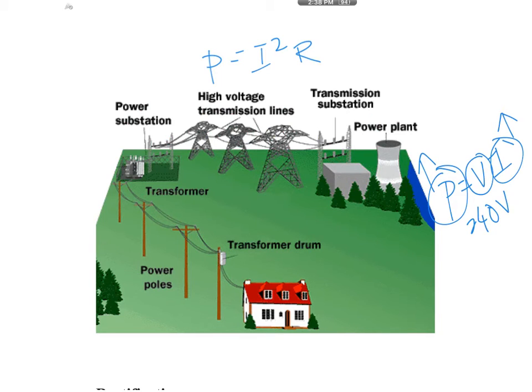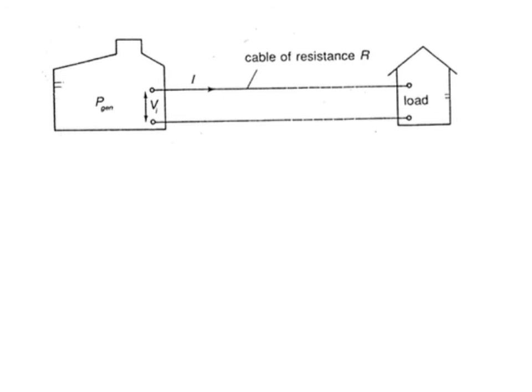But if it is to be used in the house, then it will be transformed again. Once you reach the end of the street, there will be a small transformer drum which steps it down to 240 volts for us. So that if you accidentally touch the live wire, there's less danger of dying. Okay, so that is the whole story. So let's look at the calculation here.